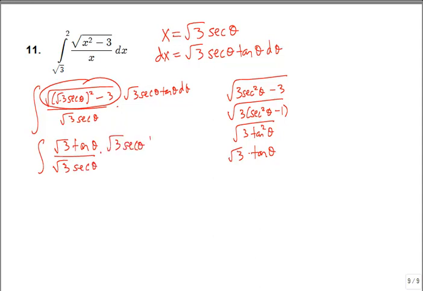All right, now we start crossing off whatever we can. A couple of these root 3's can cancel. The secant theta can cancel. I still have one root 3 left, so let's pull that out. And I have a tangent times a tangent, so that's a tangent squared theta d theta.